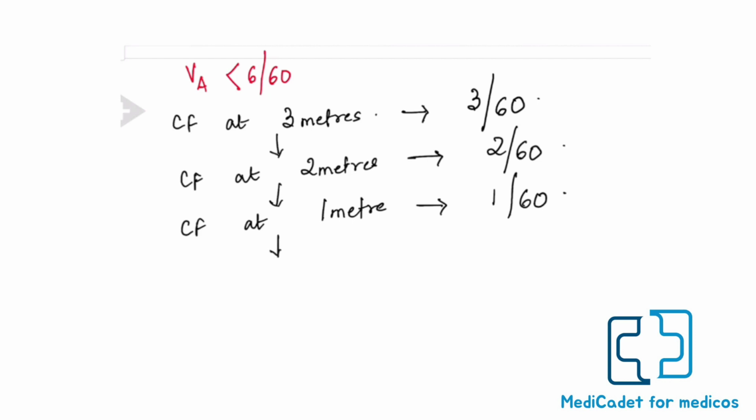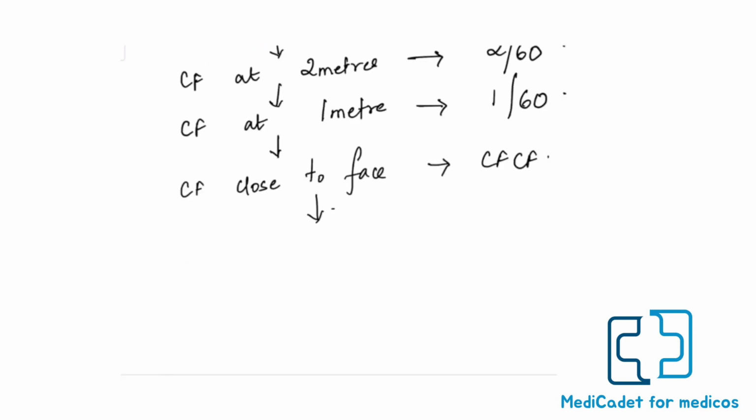Now what comes less than 1 by 60? Patient not being able to count fingers at 1 meter: counting fingers close to face. That is, we put the fingers very close to the face and ask the patient to count the fingers. This is denoted as CF, counting fingers close to face. Now what is less than this? If the patient is not counting fingers close to face, less than that would be hand movements close to face. Hand movements close to face means we just move the hand in front of the face. If the patient is able to identify that there is something moving, then we denote the visual acuity as HMCF.